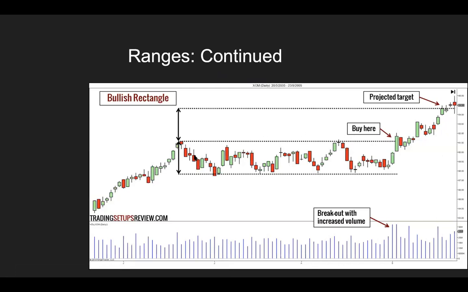Bullish rectangle. Right? You want to look for the distance between the range, from the top to the bottom. Right? Usually what'll happen is it'll move in accordance to how much the distance is between the top and the bottom. Right? You see on the right?